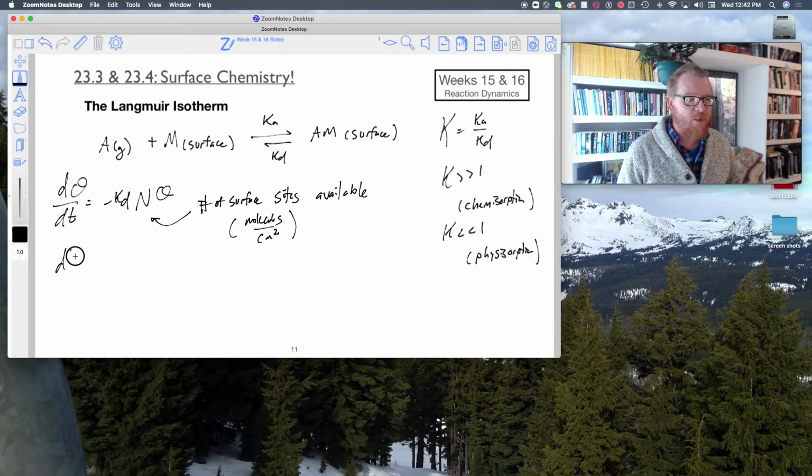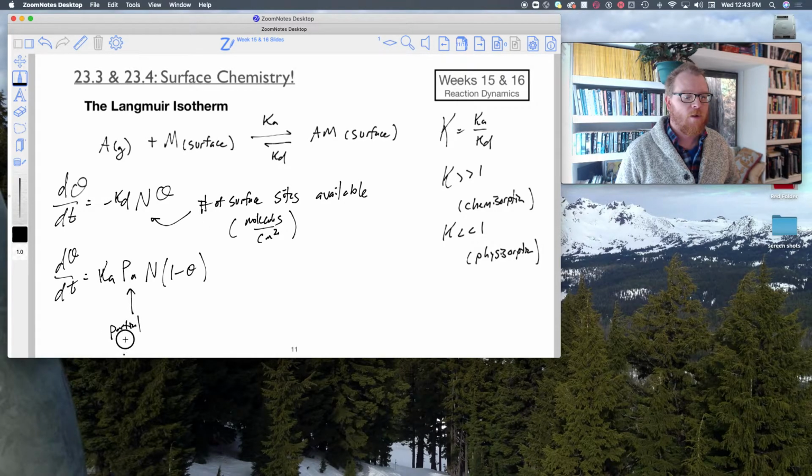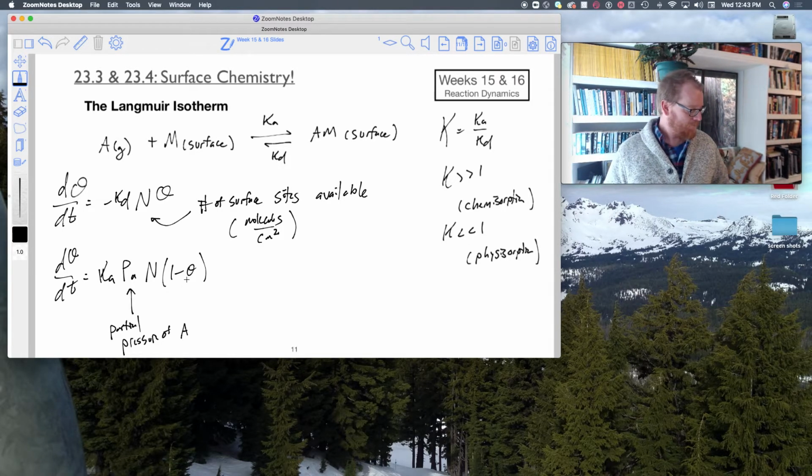Whereas d theta/dt can be given in terms of adsorption as Ka times Pa times n times (1 minus theta). I'm not going to hold you responsible for deriving these. Pa is the partial pressure of A, the adsorbate molecule, okay? And n and theta still mean the same thing.